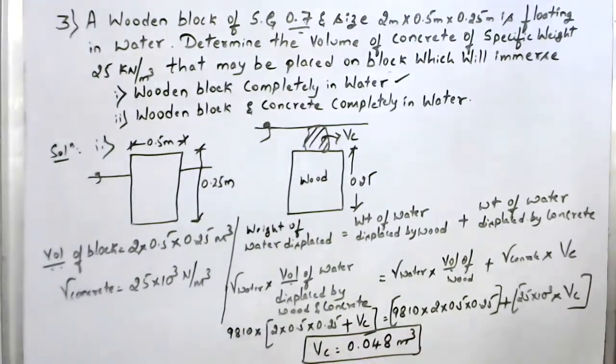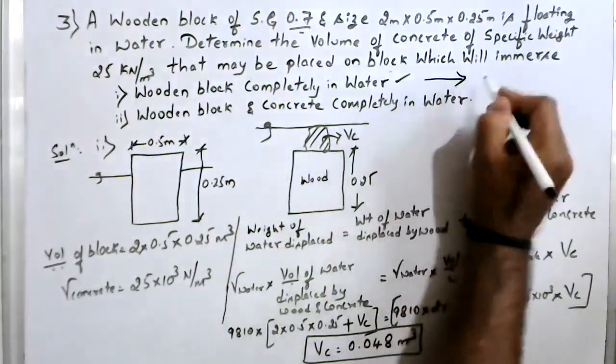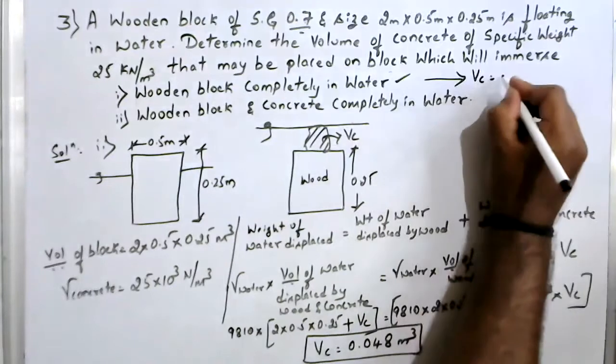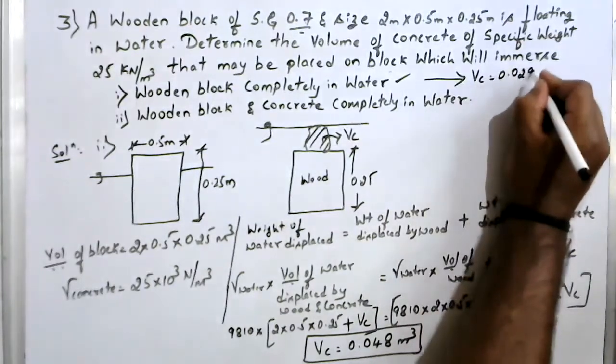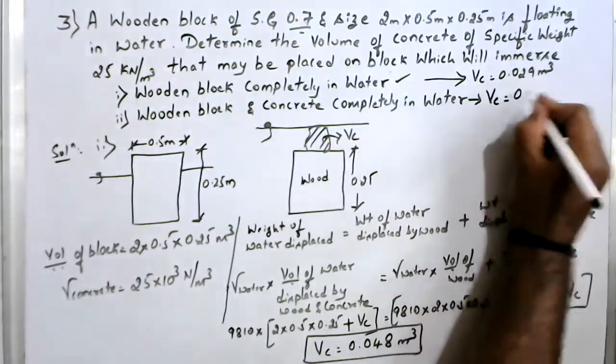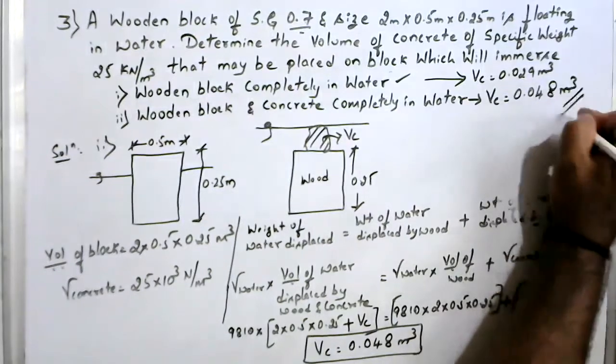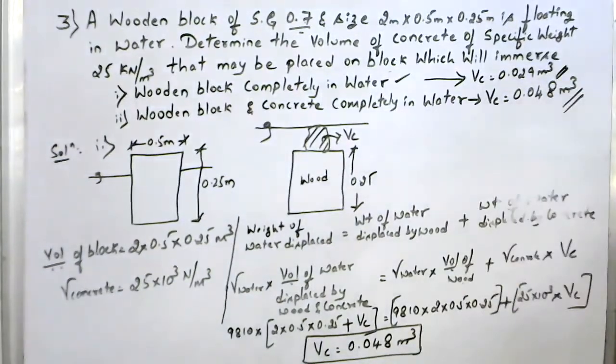So in this case, let me tell you one thing. For the first case, the volume of concrete required was 0.029 cubic meter. In this case, the volume of concrete required is 0.048 cubic meter. So this is how you should approach the problem. You have to solve accordingly.